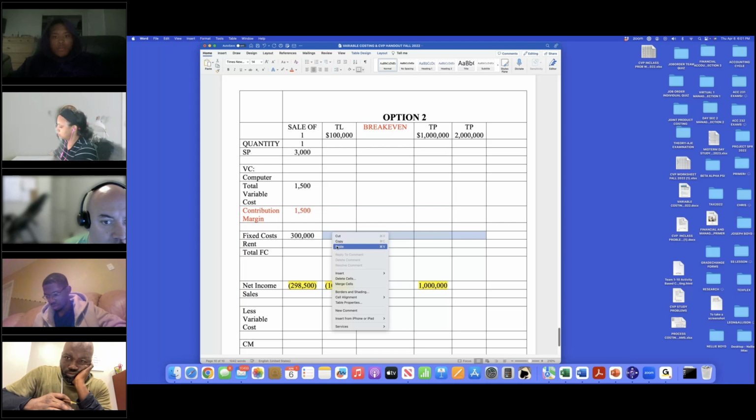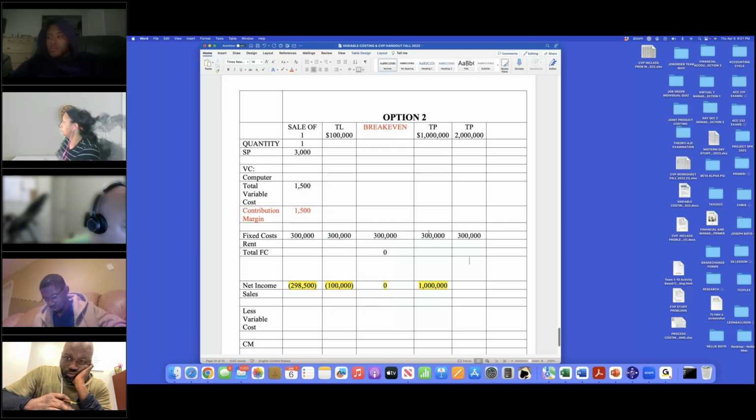I've already put the 300,000 in for you. It's going to stay the same. So now I want you to come up with a quantity in here so that you have a zero net income.